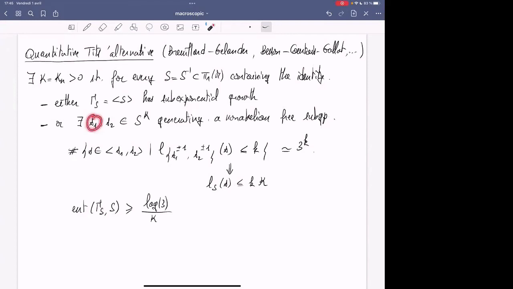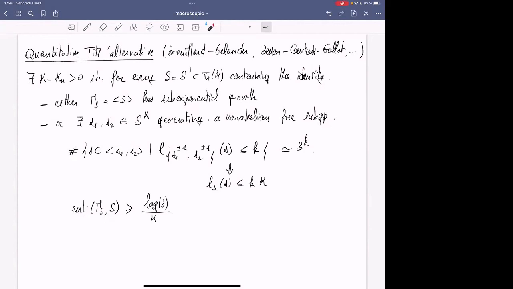So as I said, let me finish. Here you can find two elements, not too far with respect to the word distance generated by S, and they generate a non-abelian free group. So you get this uniform lower bound on the algebraic entropy of the subgroup generated by those two elements, S1 and S2. It's more like S1 and S2 are in S, and you get this lower bound just like that.